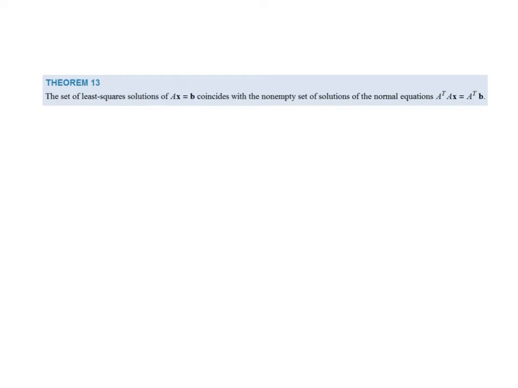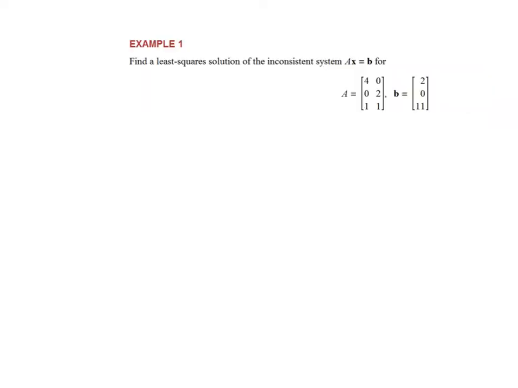Now our theorem states what we just built on the previous slide, theorem 13: the set of least squares solutions of AX equals B coincides with the non-empty set of solutions of the normal equations A transpose AX equals A transpose B. That's what I built on the previous slide. Here we have it stated as theorem 13. Now let's go through an example where we find the least squares solution.